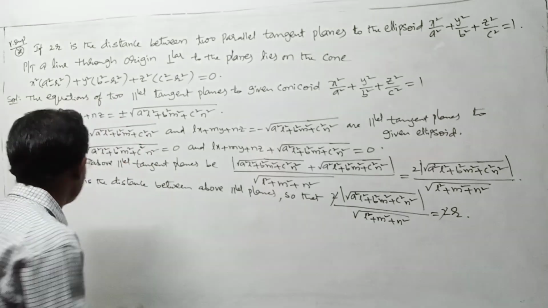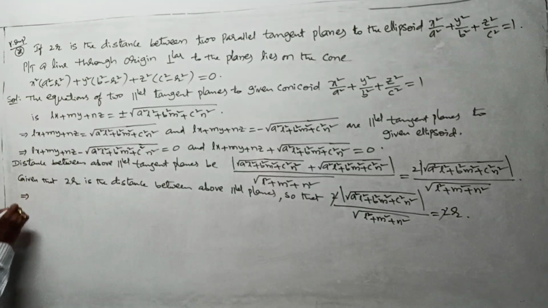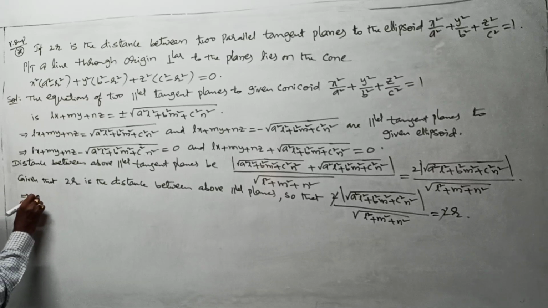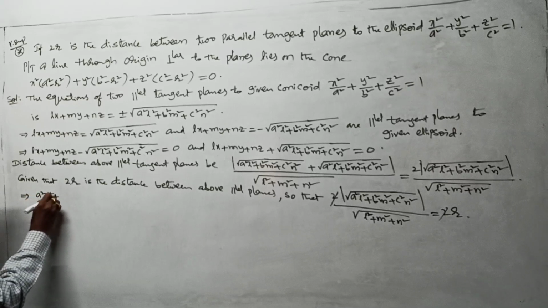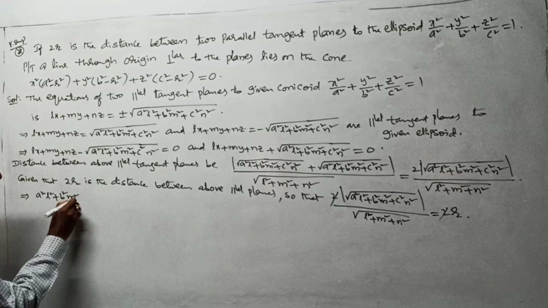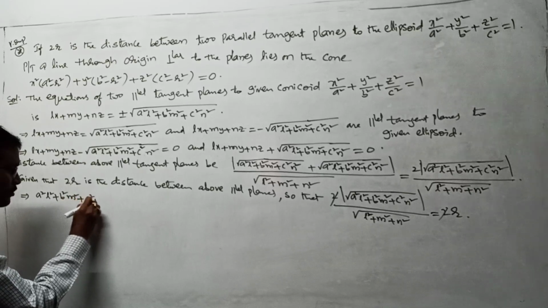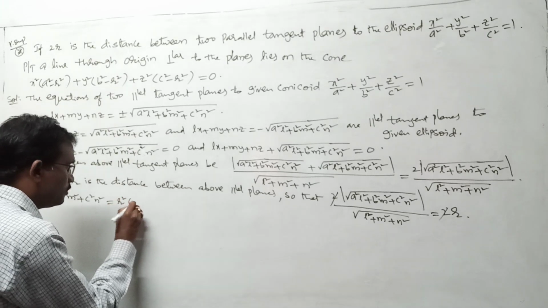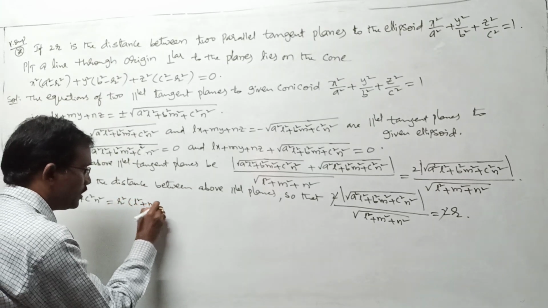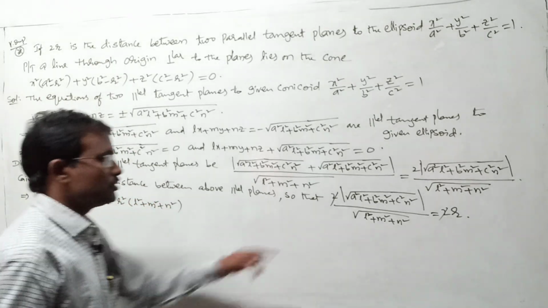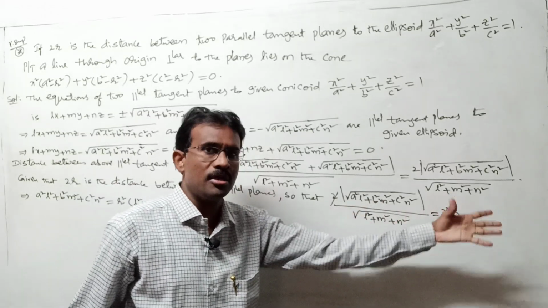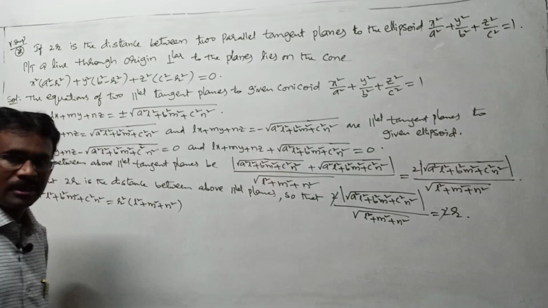Squaring on both sides, we get directly this. In the squaring condition, the modulus gets cancelled, the root gets cancelled. It is a square l square plus b square m square plus c square n square is equal to r square into l square plus m square plus n square. Just take the square on both sides and take the denominator to the other side. Now you get this, right?